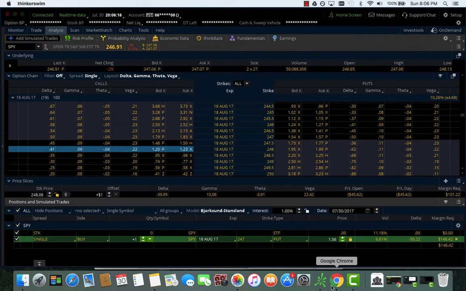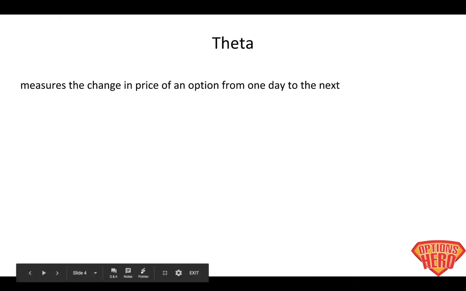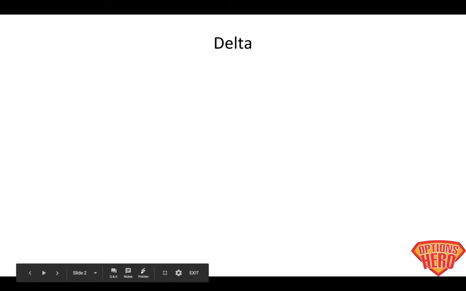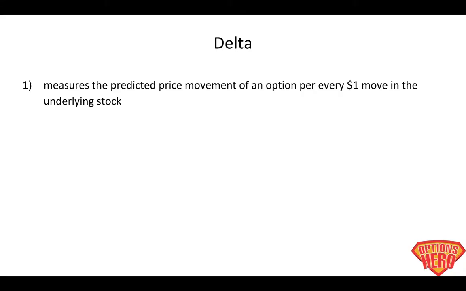So let's just go over really quick, before we get into the next section, these 4 options Greeks. They're not ultra important. Delta is really important. Theta is really, really important. Gamma and Vega, far less important. So again, delta is 2 things. Number 1, it measures the predicted price movement of an option per every $1 move in the underlying stock. And the second thing it does is let us know how many synthetic shares of stock we have per option. Super, super important, super helpful.